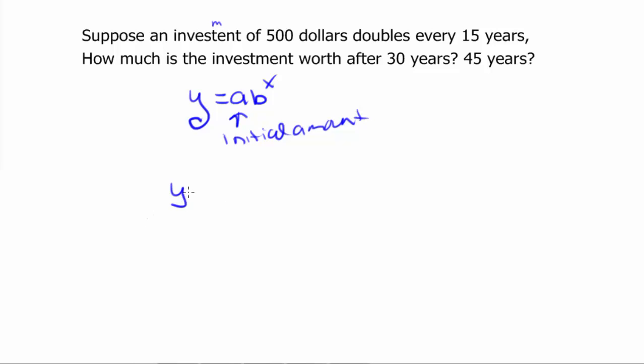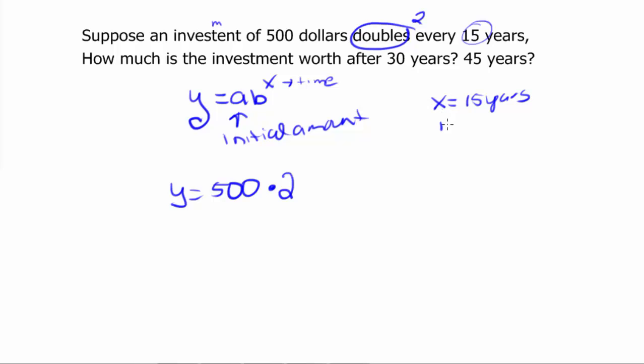Okay, so Y equals 500, and then it says it doubles. So doubles means 2, triples means 3, quadruples means 4. So for double, you'd put times 2, and then it says every 15 years. Your X is going to be your time. If it doubles every 15 years, then X here is going to represent 15 years.